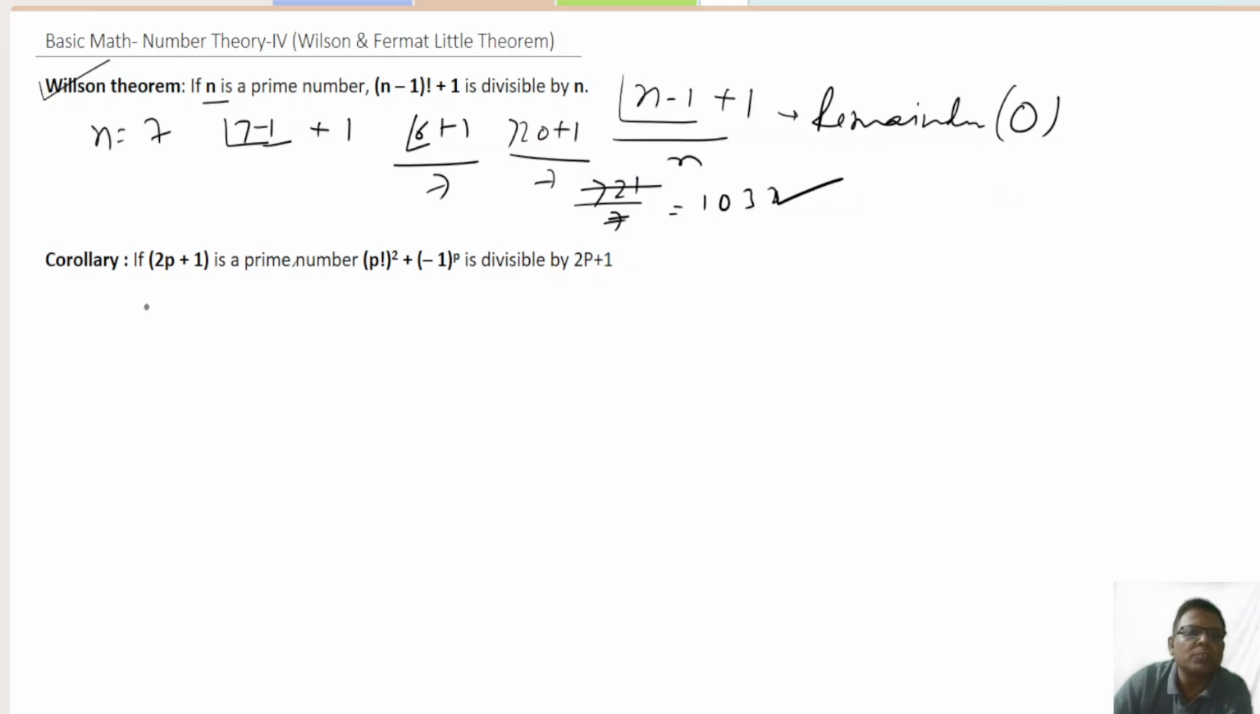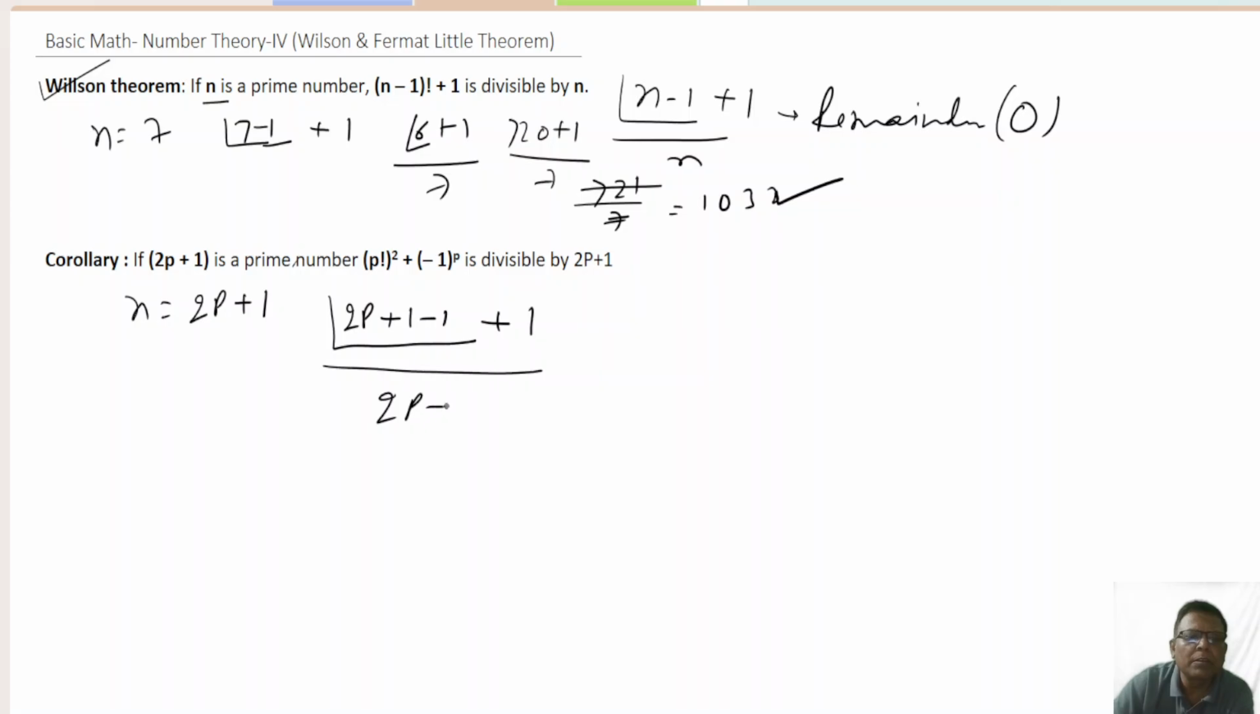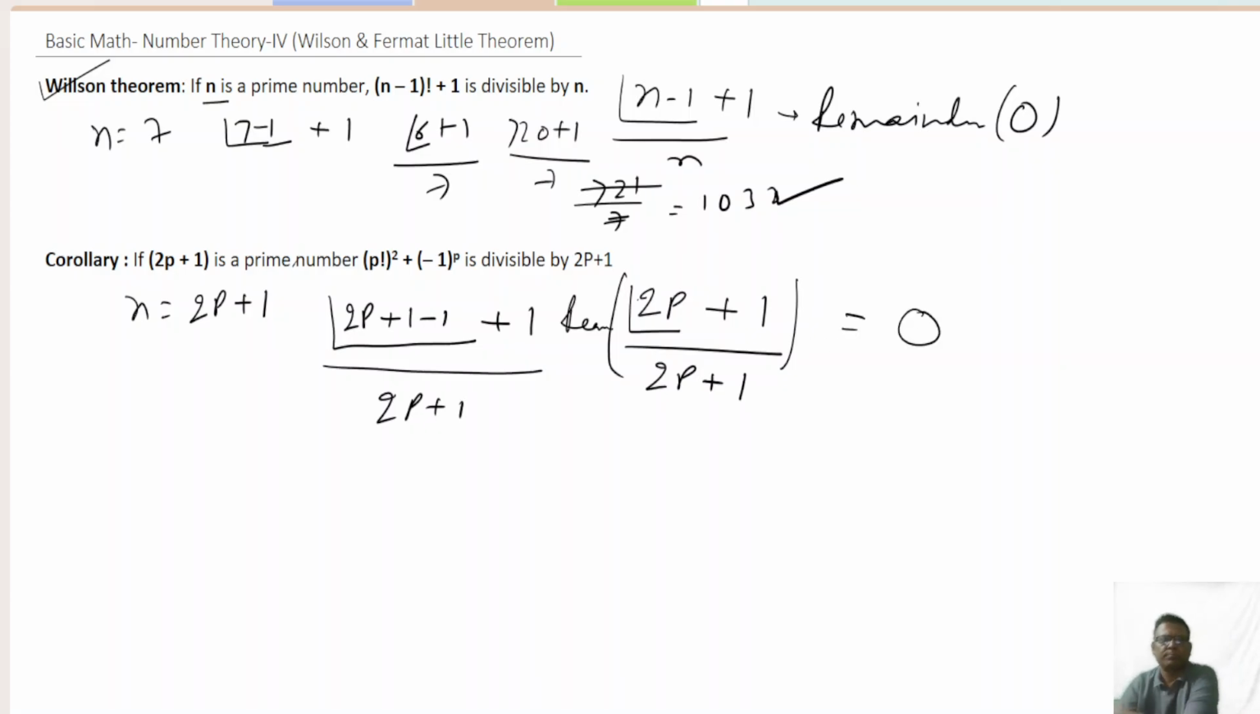Now, based on this Wilson's theorem, a corollary is developed. We'll see how. You replace n with 2p plus 1. So now it becomes (2p plus 1 minus 1) factorial plus 1, and it will be divisible by 2p plus 1. That means (2p factorial plus 1) divided by (2p plus 1) has remainder equal to 0.